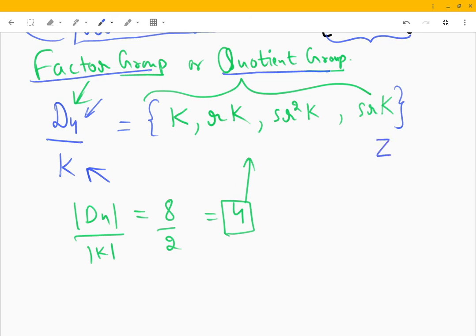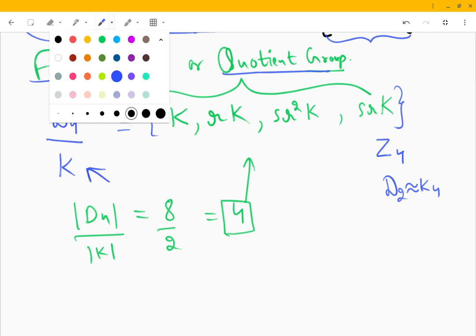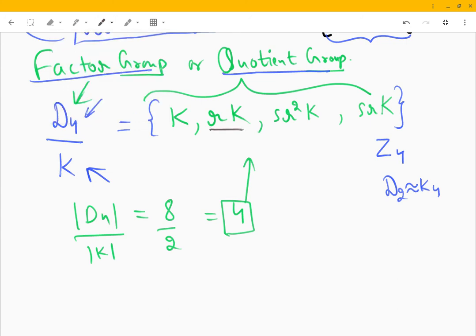It can either be isomorphic to Z4, or it can be isomorphic to D2 or K4, right? D2 is isomorphic to K4. So for K4, all elements have to have an order 2. Interesting. Let's do one more thing now since we are at it. Rk and Sr square K, let's combine them. If we operate them, what would happen?